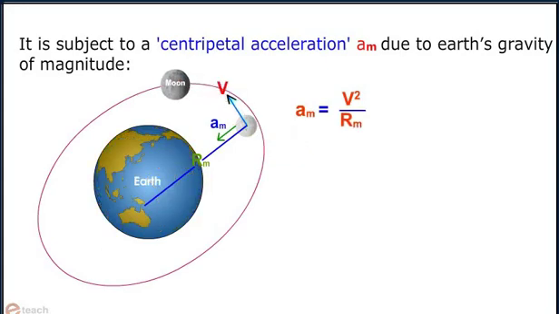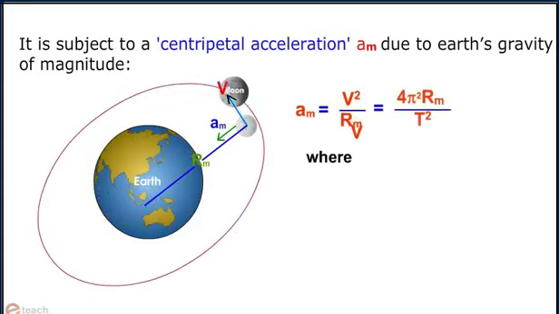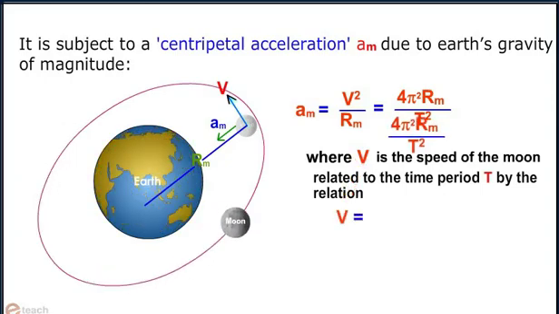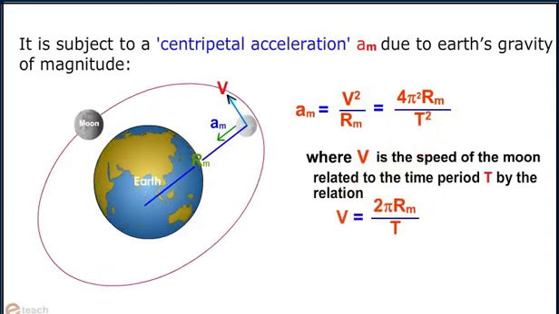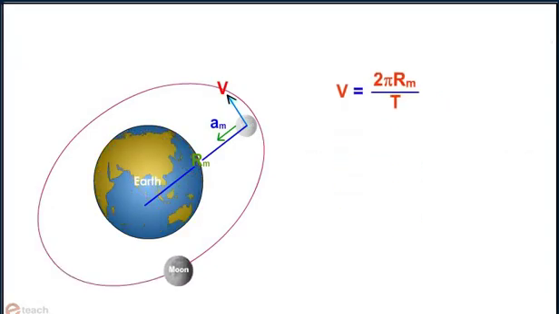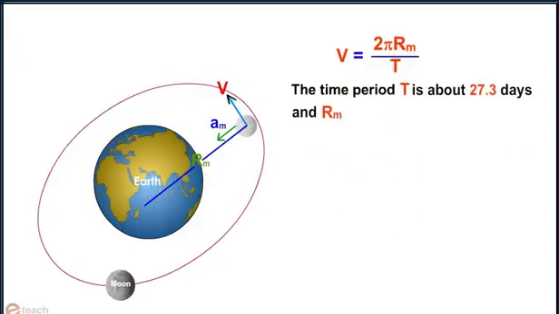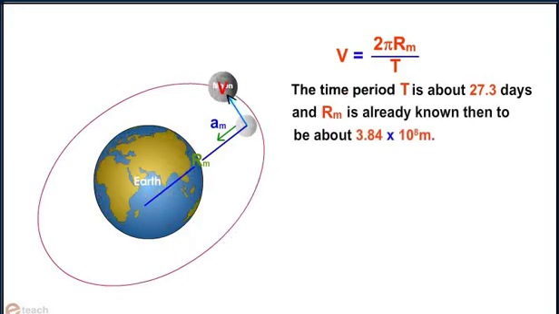v square by rm equals 4 pi square rm upon T square, where v is the speed of the Moon, related to the time period T by the relation v equals 2 pi rm by T. The time period T is given as about 27.3 days, and rm is already known to be 3.84 into 10 power 8 meter.